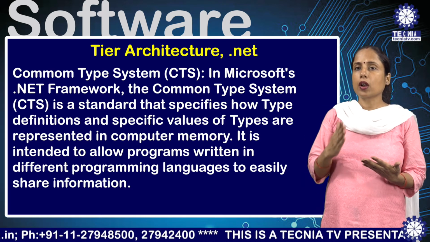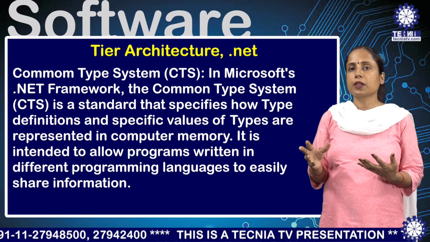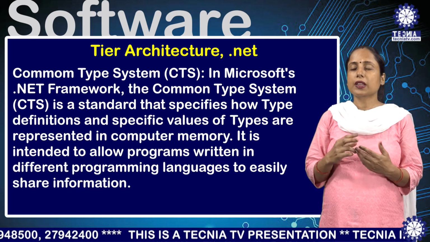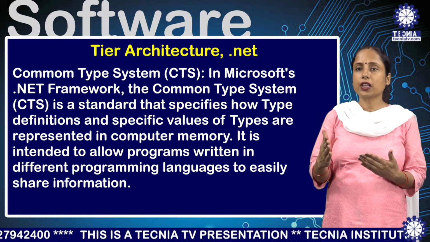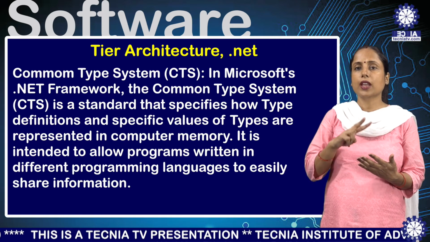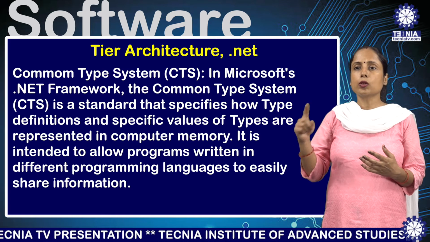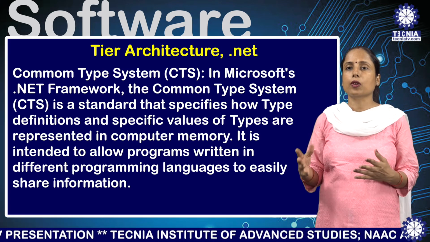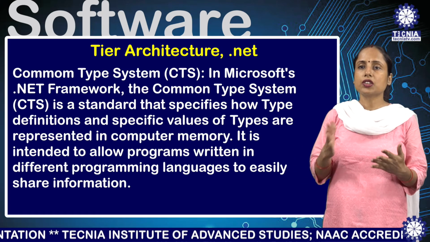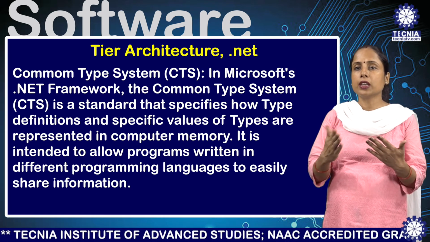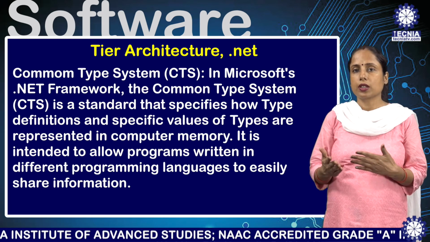In Microsoft .NET Framework, the Common Type System is a standard that specifies how type definitions and specific values of types are represented in computer memory. It is intended to allow programs written in different programming languages to easily share information between various programming languages.